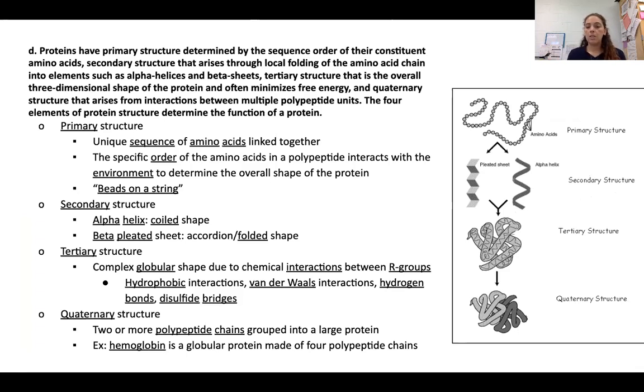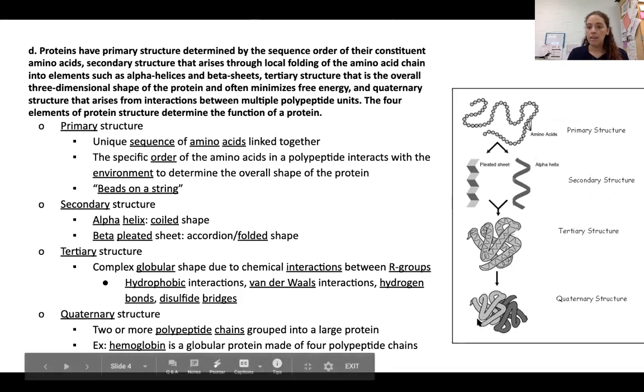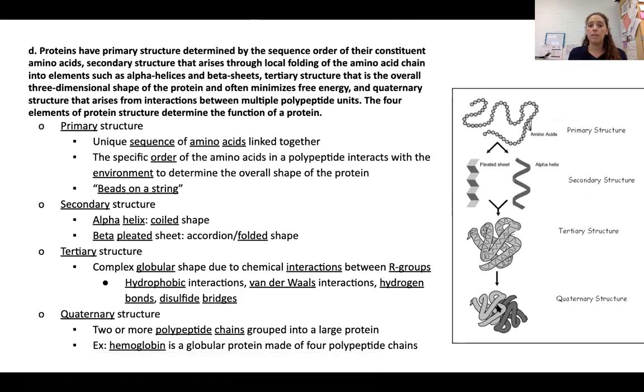And then lastly, most proteins have a quaternary structure, and that means that there are multiple polypeptide units involved. So for example, with hemoglobin in your blood, there are 4 amino acid chains that form the entire hemoglobin protein when it's completed. That's the quaternary structure.